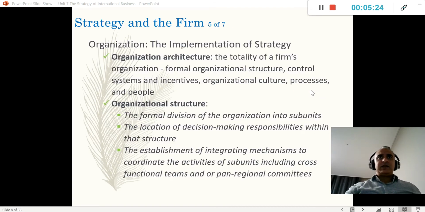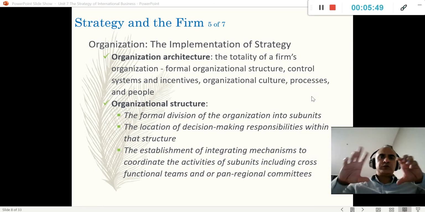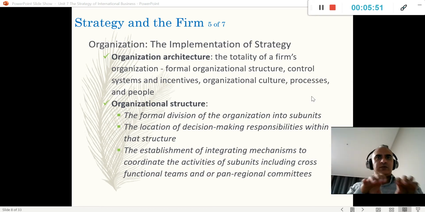Very good. So in this case, again, we have to think of the organization as in the architecture. The architecture is the whole way. It involves the whole umbrella of a company. We have to understand their culture, their structure, controls, formal and informal organization, their processes and people, how they do everything. And then we have the organizational structure, which is how all those resources are divided into subunits, right? Maybe it could be by different markets or by different products, etc.